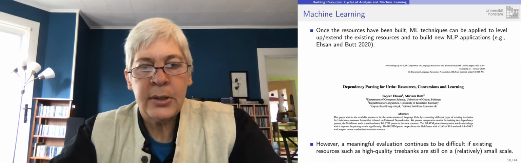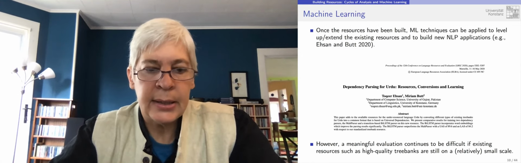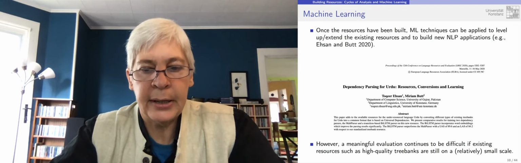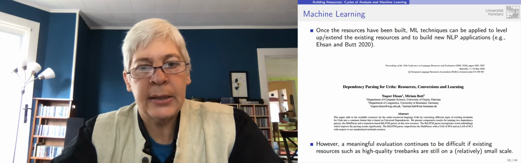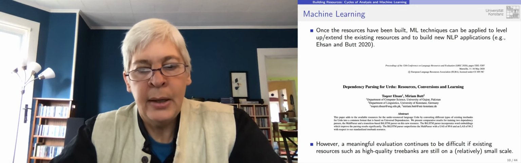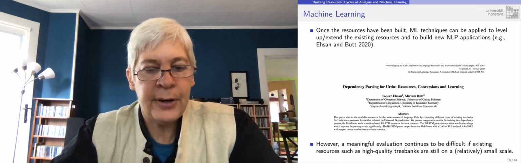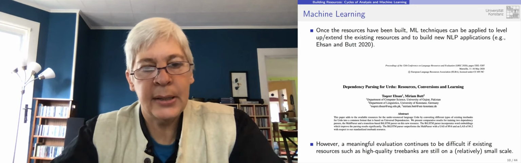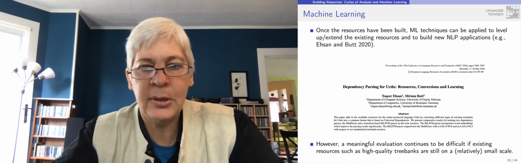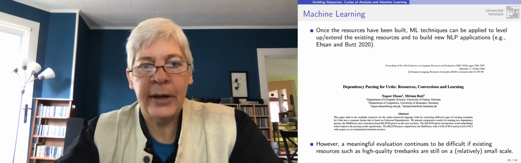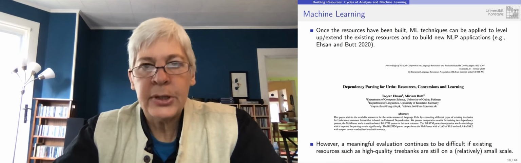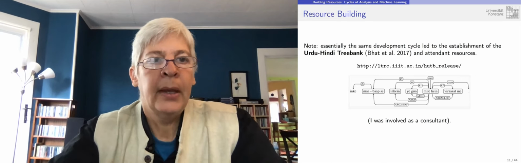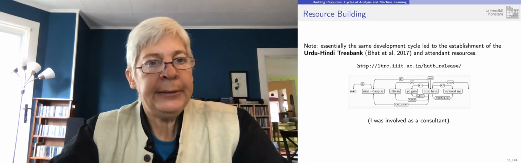But one thing we did struggle with, and I just wanted to say that here, is that once you've built something like this, it's really difficult to evaluate your system in a way that is internationally acceptable, because you simply don't have very many resources to evaluate against. So typically it's just you and somebody else, and the somebody else is doing something completely different with a completely different annotation scheme. So it's very, very difficult to actually evaluate these things. But even so, progress is being made. So that is very good, I find.